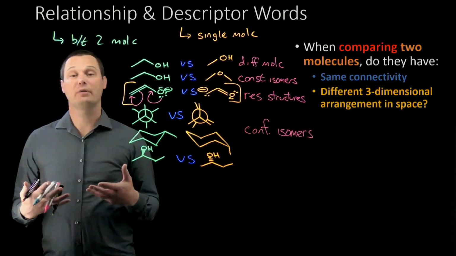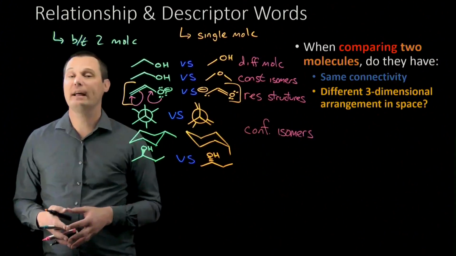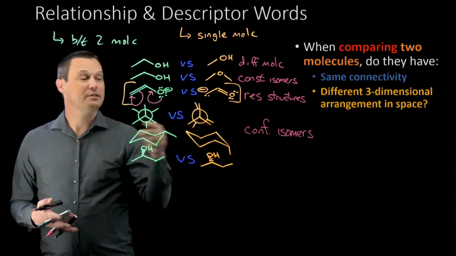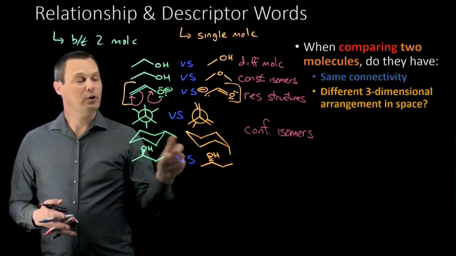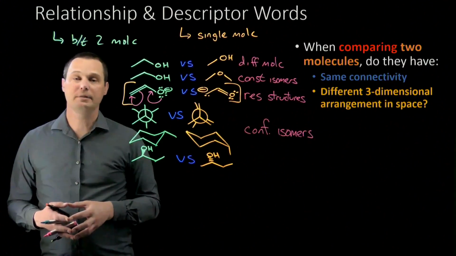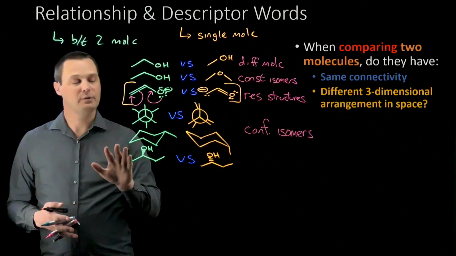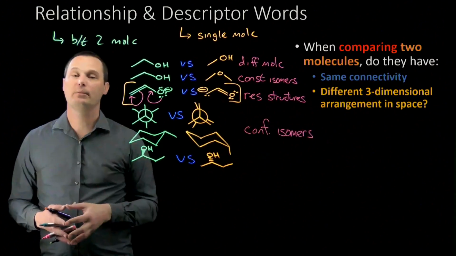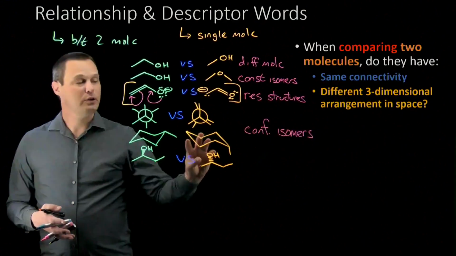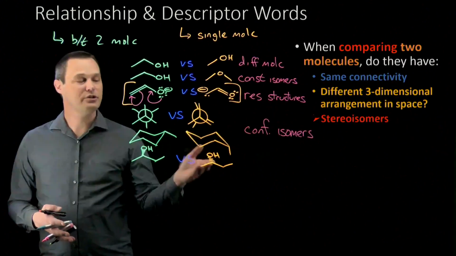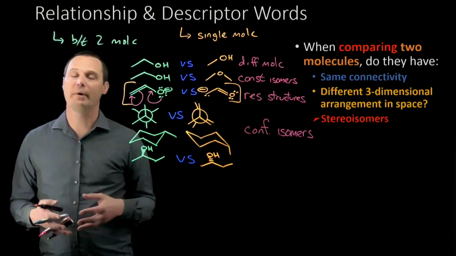Our last category of relationship words has to do with the three-dimensionality of the molecule. If they have the same molecular formula and same connectivity, if they're not resonance contributors or conformational isomers, do they only differ in their three-dimensional arrangement in space? Looking at the two versions of 2-butanol, in one case the OH group is on a wedge pointed towards you, in the other case it's on a dash pointed away from you. We cannot convert these molecules through single bond rotations, they differ in their three-dimensional arrangement in space. The relationship word to describe these molecules is stereoisomers.